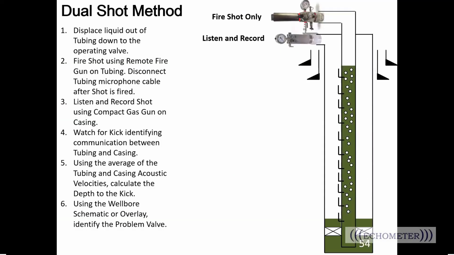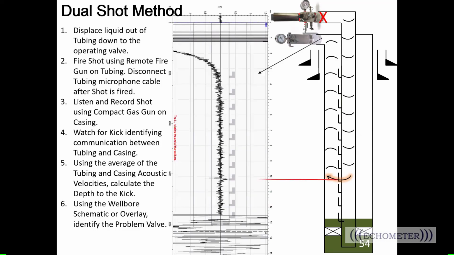Here's an animation. The fluid is displaced out of the tubing down to the operating valve. The shot's fired using the remote fire gun and then immediately unplugged. That microphone cable is disconnected. So now that pressure wave is traveling down the tubing, and at any possible pressure communication point, you see that wave pass through, and then it shows up on the casing gun, which is just listening. We're only using the microphone on the casing gun.